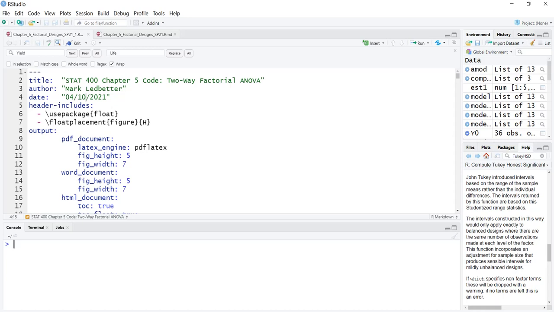I'm Mark Ledbetter. This is lecture 29, and we are going to discuss a two-way factorial ANOVA, and this is chapter 5 in our textbook.